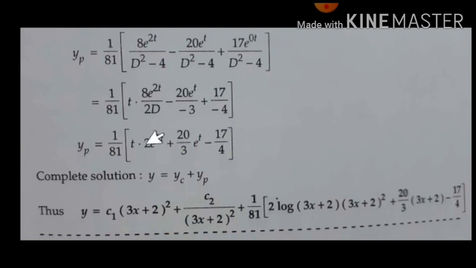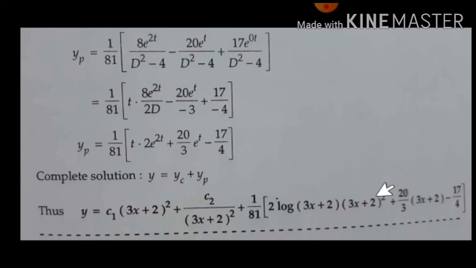2 as it is written. Again e to the power of t is 3x plus 2 whole square. 20 by 2 e to the power of t is 3x plus 2, minus 17 by 4. So this is the final answer for the given Legendre differential equation.